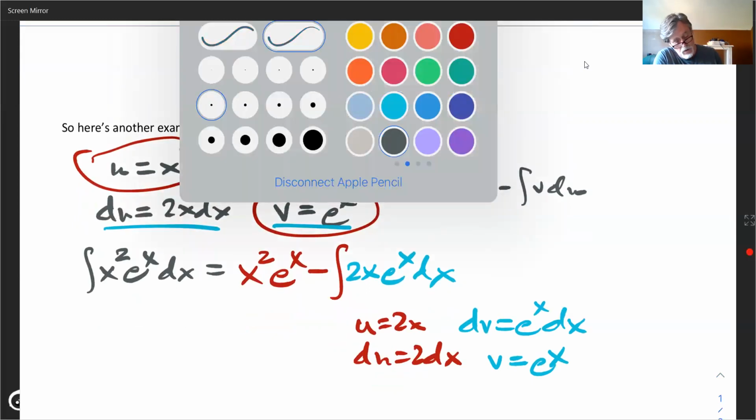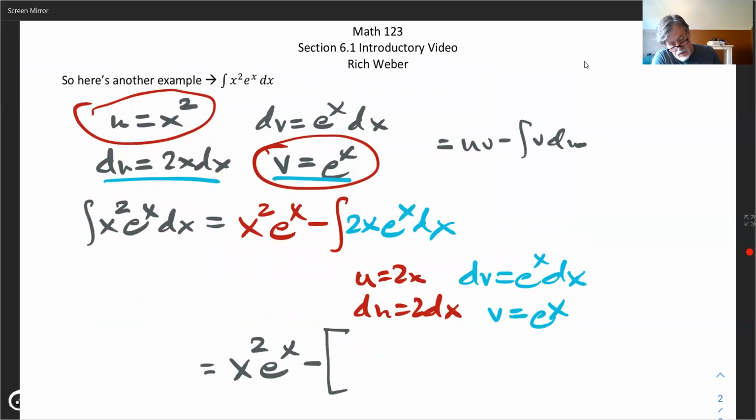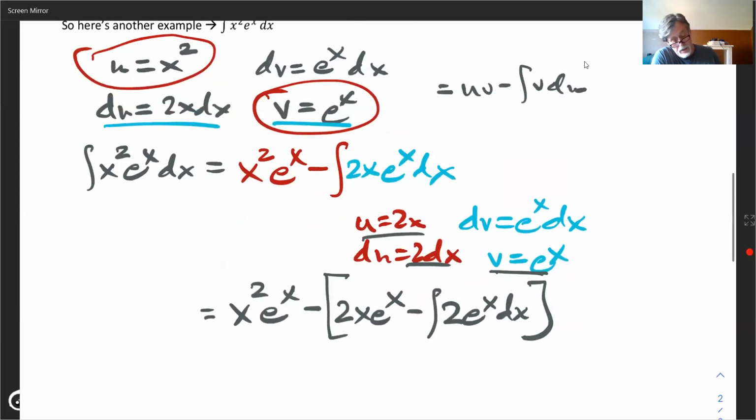Okay, so our integral is equal to the first part, which is x squared e to the x minus, watch out, big old bracket. I'm going to write uv, which this time is u times v, 2x e to the x, minus integral of v again times du, which is just 2 e to the x dx. You know what? Integrable. We know that guy from Calc 1. So we have an answer.